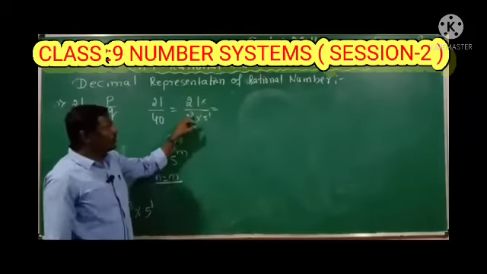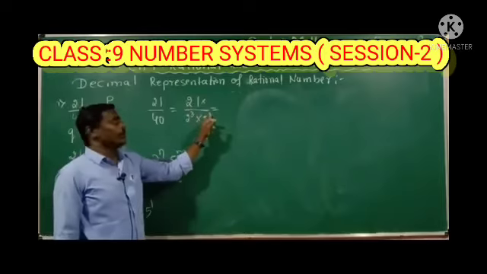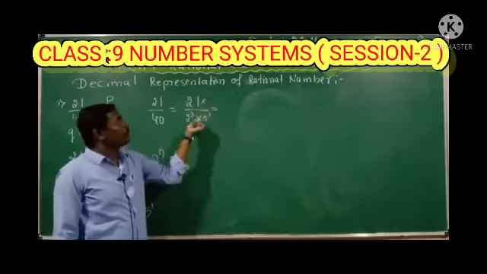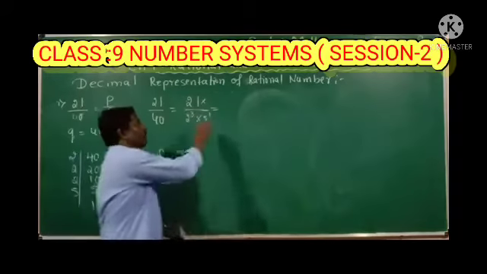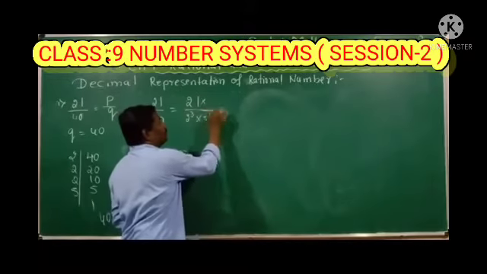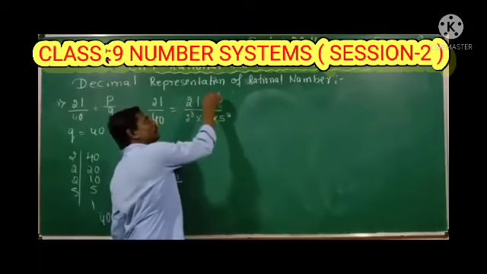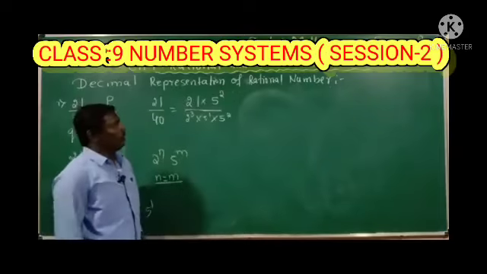Here 2 raised to 3 is already there, and 5 raised to 1 is there. Now, what is the remaining value needed to make it equal to 3? We multiply one more term, that is 5 raised to 2. The same number should be multiplied for the numerator also.